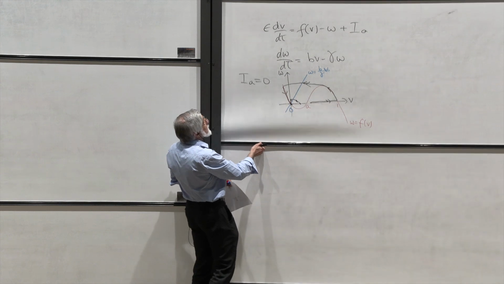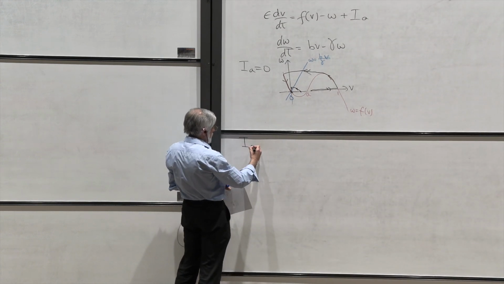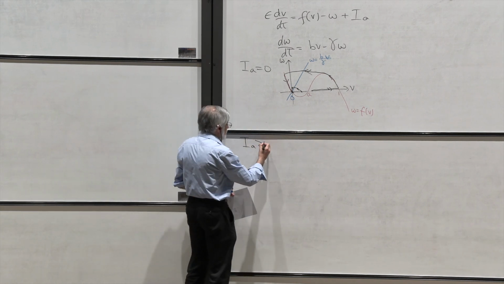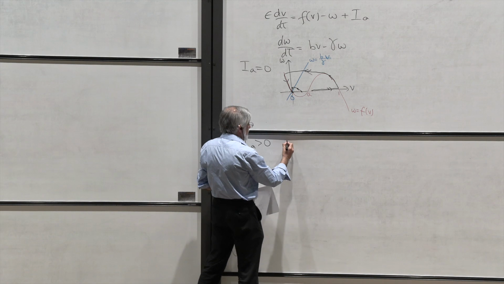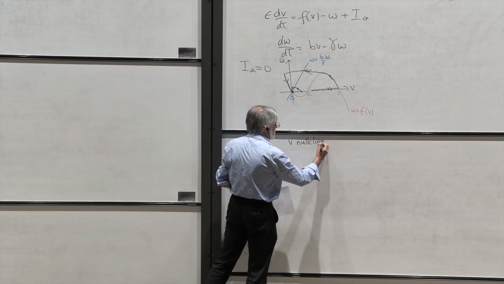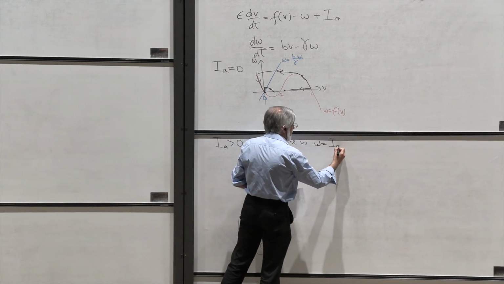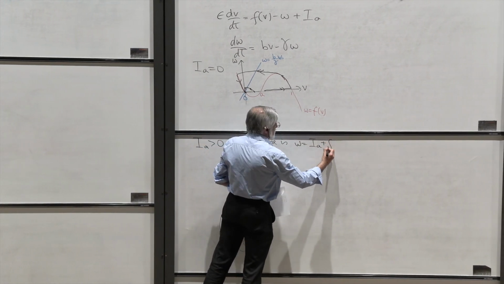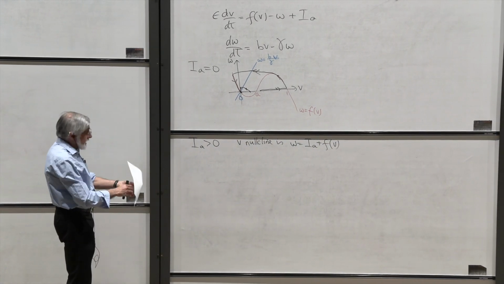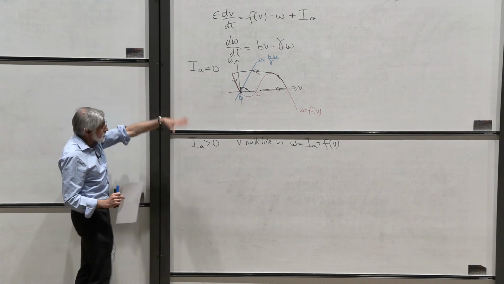So now what happens if we make I_A not equal to naught? So the applied current is not equal to naught. So remember, the V null line is W equals I_A plus f(V). One thing I should say, and leave it to you to do all the different cases.